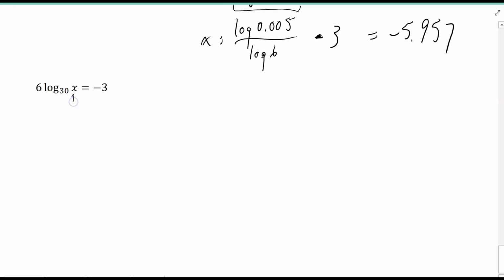Here we have the unknown in the argument. Now, in exponential form, it's solved for the argument. So we should change to exponential form. But we can't do that until we have coefficient 1. So we must divide this 6 from both sides, okay? So 6 log base 30 of x equals minus 3. We'll divide that by 6 there. We'll divide this by 6 here. That will give me log base 30 of x equals minus 1/2.